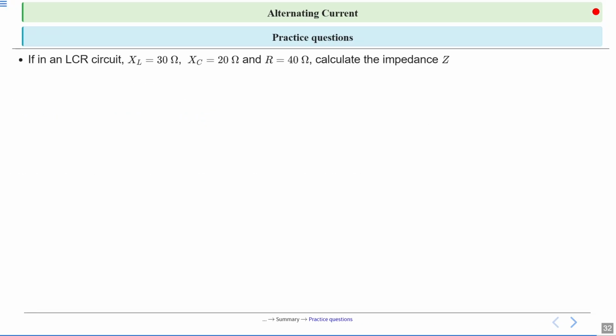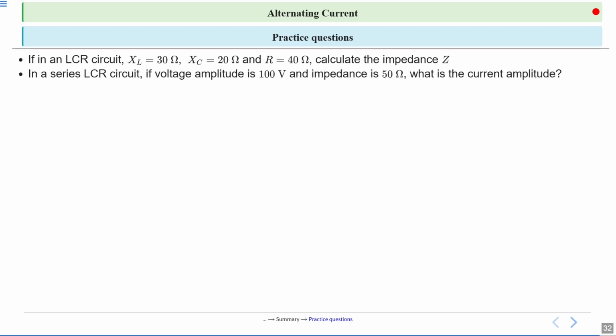There are some practice questions. If in an LCR circuit XL equal to 30 ohm, XC equal to 20 ohm, and R equal to 40 ohm, calculate the impedance Z. In a series LCR circuit, if the voltage amplitude is 100 volt and impedance is 50 ohm, what is the current amplitude? If the phase angle phi in an LCR circuit is plus 37 degrees and R equal to 4 ohm, calculate XC minus XL.